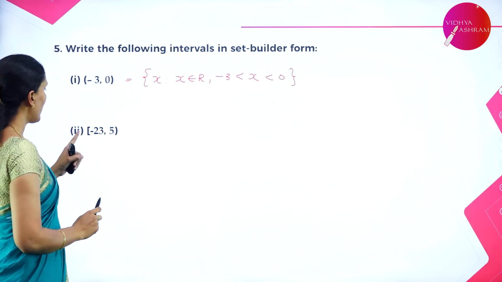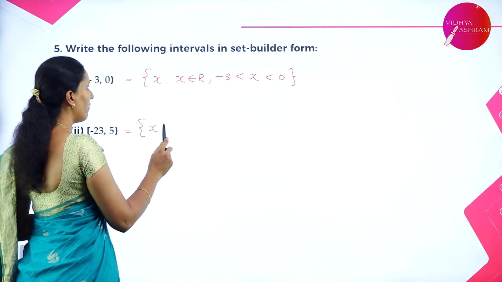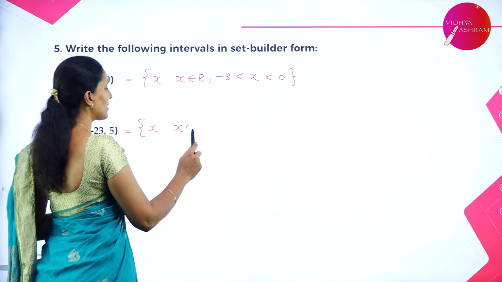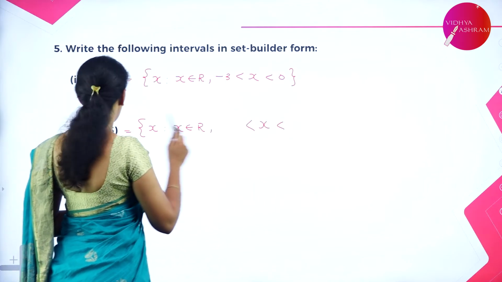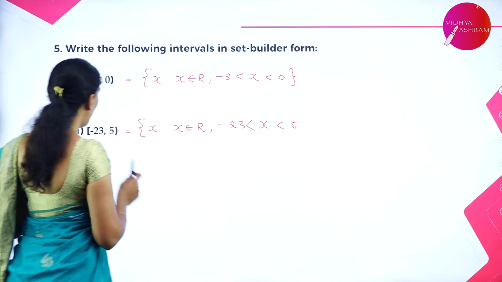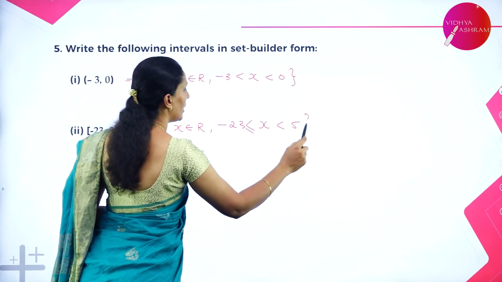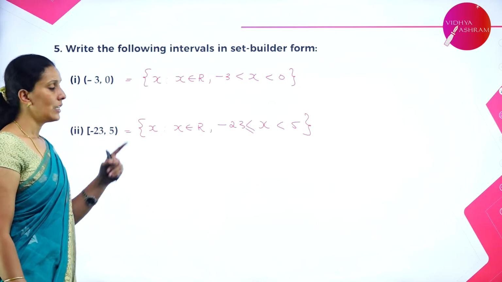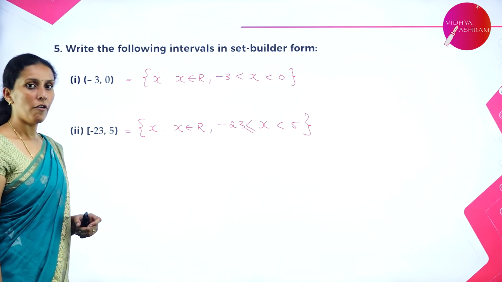The next thing is we have minus 3 comma 5. Again it is a collection of all values of x where x belongs to R and x lies between minus 23 and 5, but we have open interval at minus 23, that means we are including minus 23. So thus this is the set builder form of the interval minus 23 comma 5.